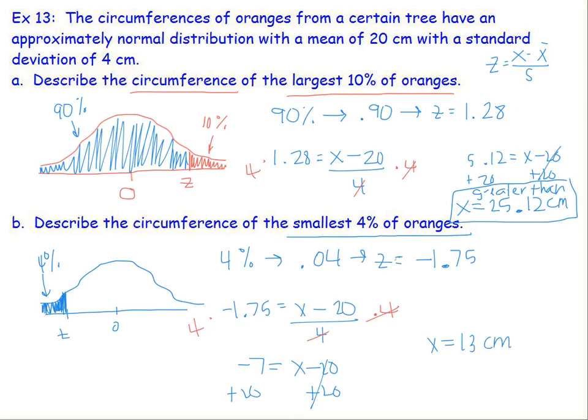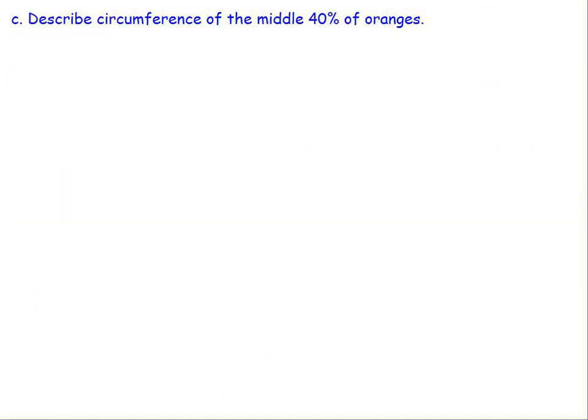So this time, the smallest 4% of oranges has to be, because it has to be lower, it has to be less than 13 centimeters. So let's try the third type of working backwards problem. So we've done a largest, a greater than, a shading to the right problem. We've done a smallest, a less than, a shading to the left problem. Now we're going to look at describing the circumference of the middle 40%. This is tricky simply because you have to think about what percentage.